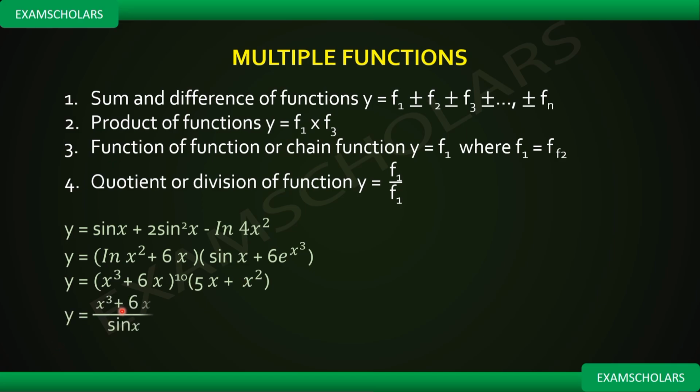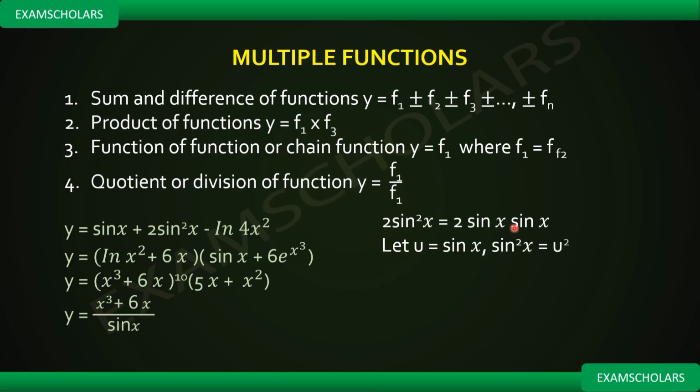We also have this x to the power 3 plus 6x over sine x. When you observe this very well, you see that we have a polynomial function at the top adding itself. Now we have it divided by a sine function. Now from the first explanation, you see that 2 sine square x, I'm talking about this guy, it means what? 2 multiplied by sine x multiplied by another what? Sine x.